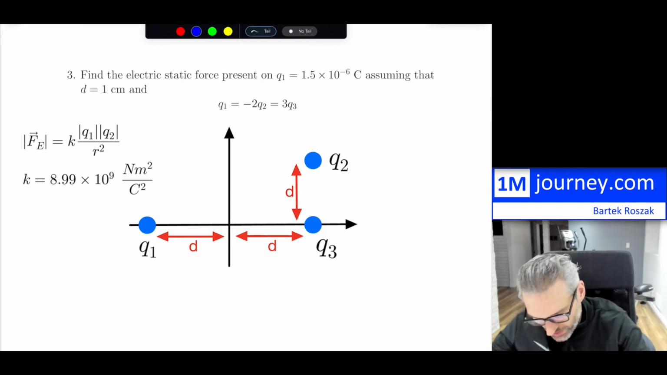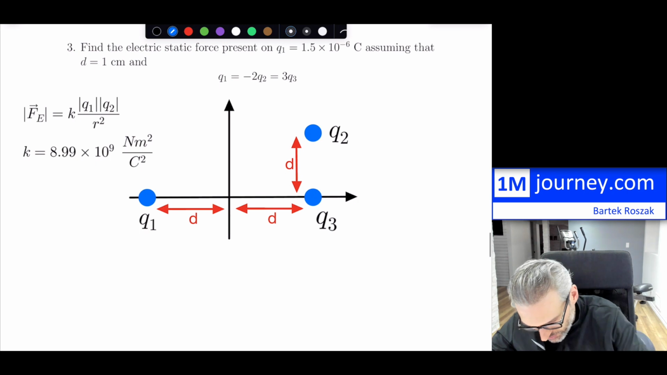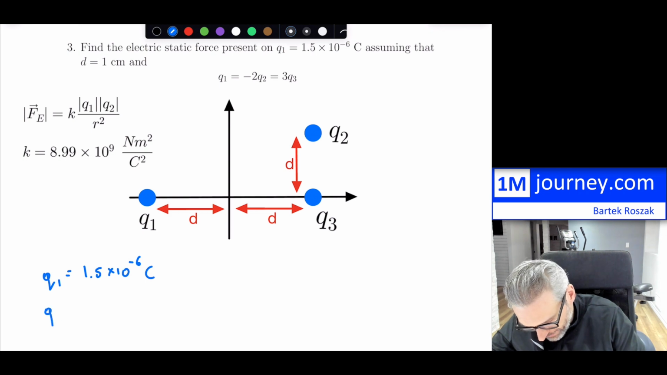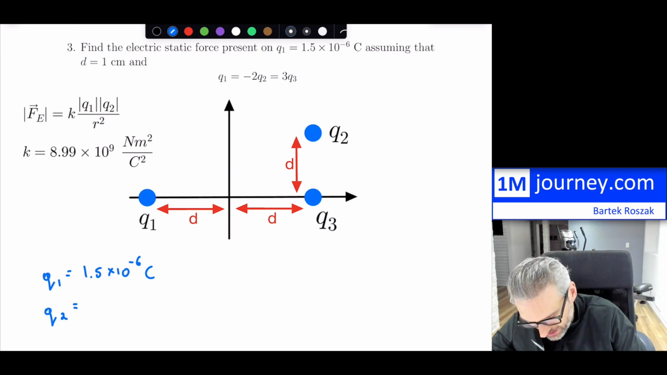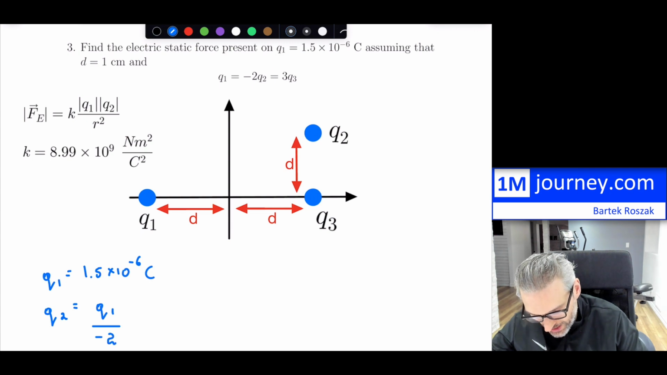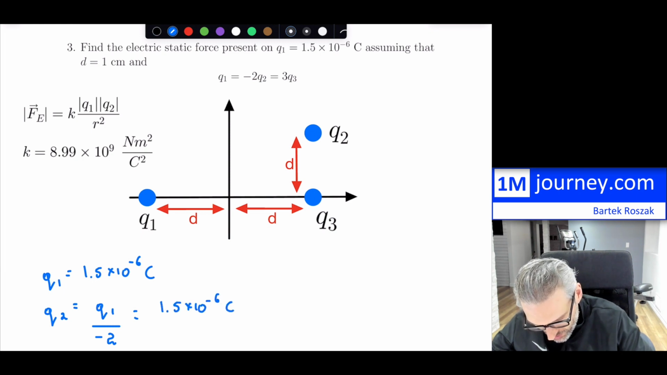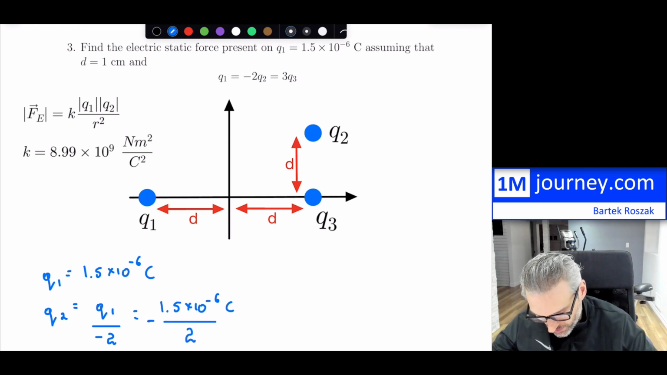Okay, so let's first begin. I'm going to just write down everything in here for myself. Q1 is 1.5 times 10 to the -6 coulombs, so notice it's a positive charge. And Q2 is going to be a negative charge. Now, notice Q2 is basically Q1 divided by -2. So if you solved that equation, this is what you would have gotten: 1.5 times 10 to the -6 coulombs divided by 2, and this whole thing is going to turn negative. All right, so that's what we have there.